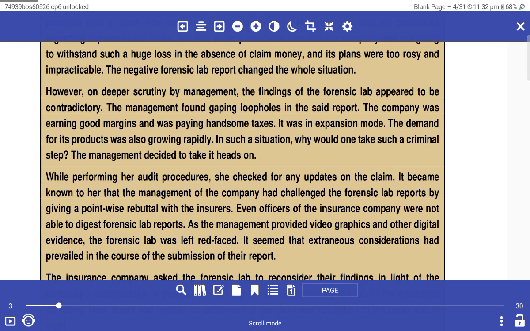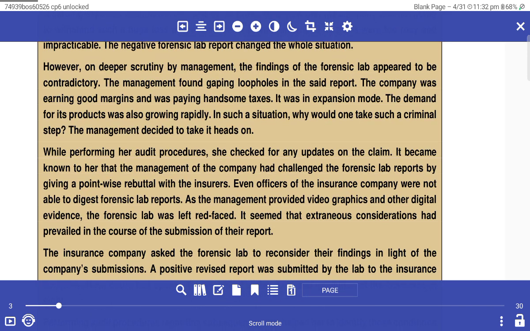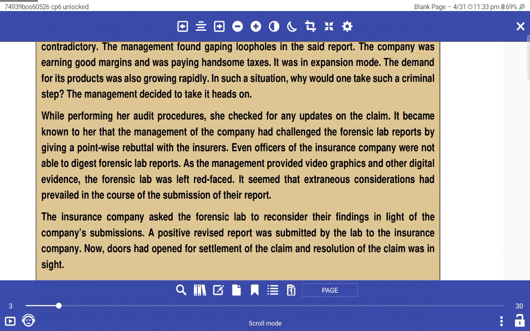The negative forensic lab report changed the whole situation. However, on deeper scrutiny of the company's findings, the forensic lab report appeared to be contradictory. Management found gaping loopholes in the report. The company was earning good margins and paying handsome taxes. It was in expansion mode, and the demand for its product was also rapidly growing. In such a situation, why would it take such criminal steps? Management decided to take it head on.